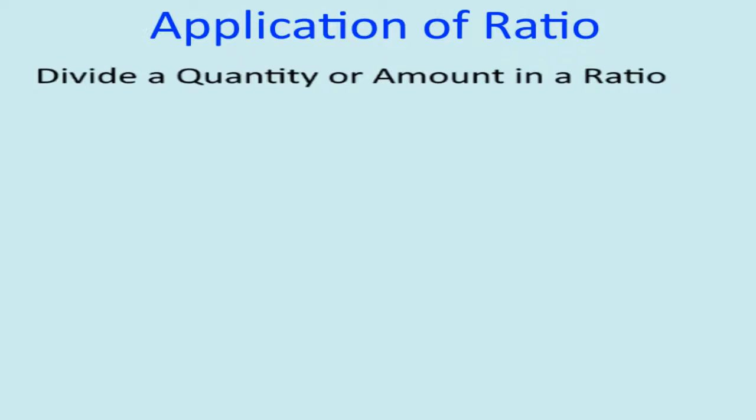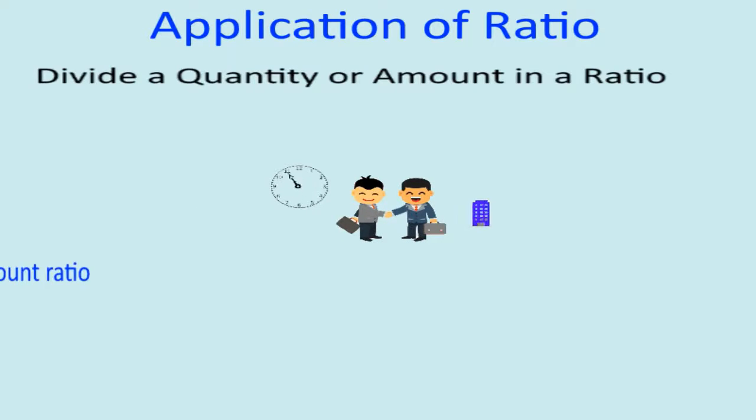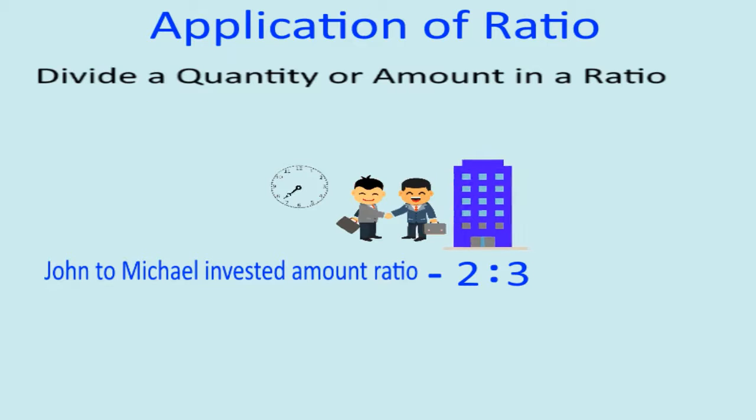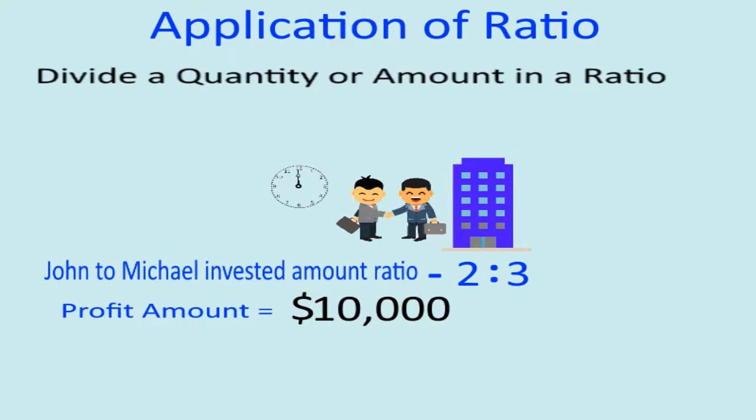For example, John and Michael started a business and invested money in the ratio 2:3. After 1 year the total profit was $10,000. Can you help them to divide the profit in the ratio of their investment?